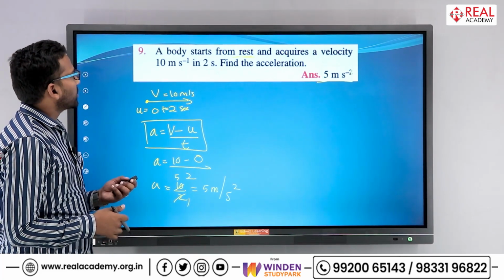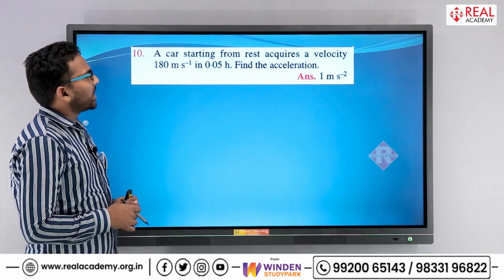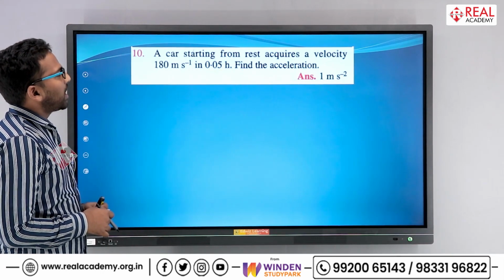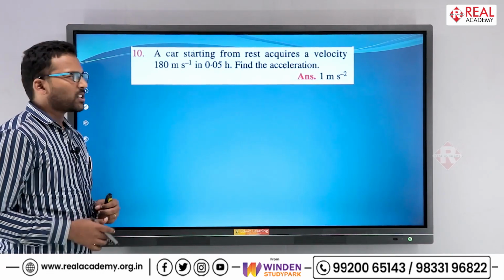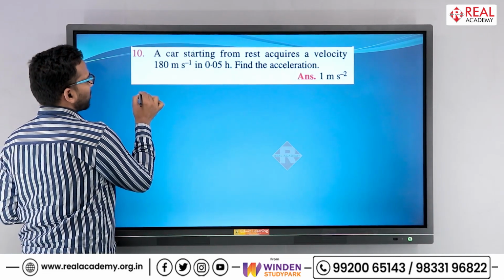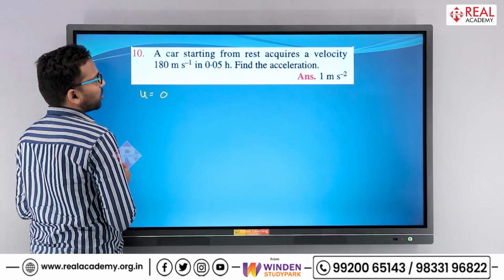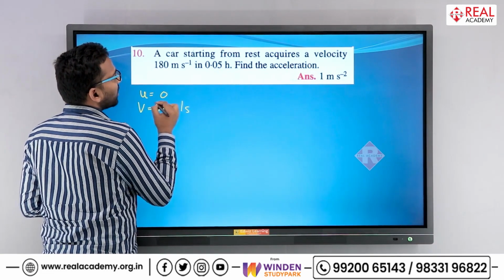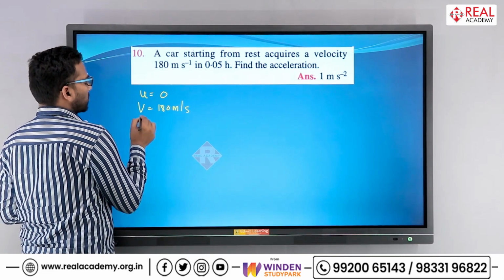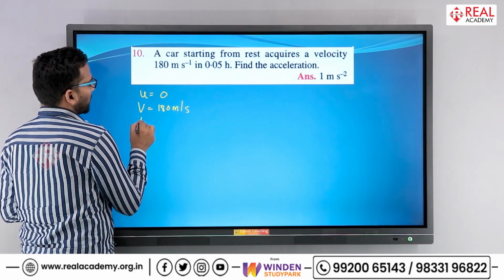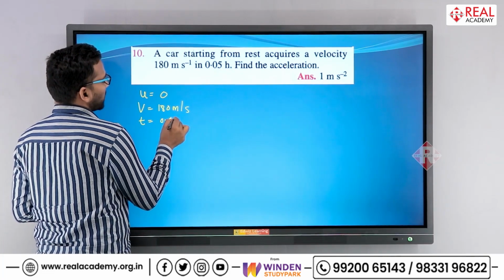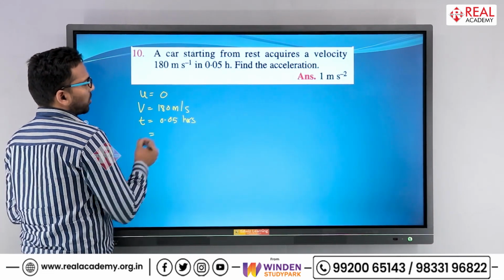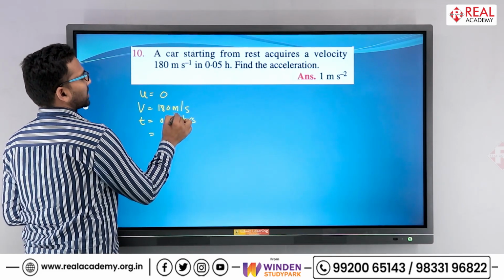Okay. Chalo, next question. A car starting from rest acquires a velocity of 180 meter per second in 0.05 hours. Find the acceleration. Same question. A car starts from rest, which means initial velocity is 0, and acquires a velocity, which means final velocity is 180 meter per second, in 0.05 hours. That means time is 0.05 hours. Okay. So just convert it in seconds because we need to convert to meter per second, the SI unit.